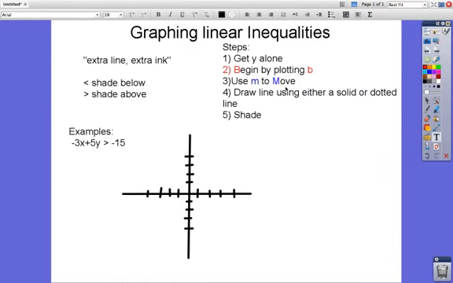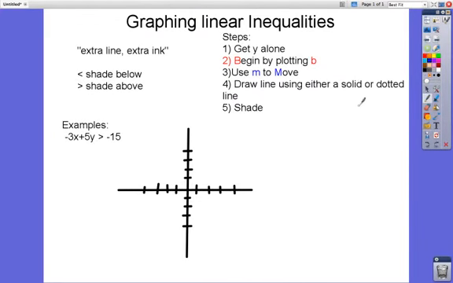For our next topic, we're going to be graphing linear inequalities. Remember, inequalities have these less than and greater than symbols. It's a lot like graphing equations. You want to get y by itself, you begin by plotting b on the y-axis, and you use m to move. After that, it becomes a little bit different. You have to draw a line using either a solid or a dotted line. The thing to remember is extra line, extra ink.